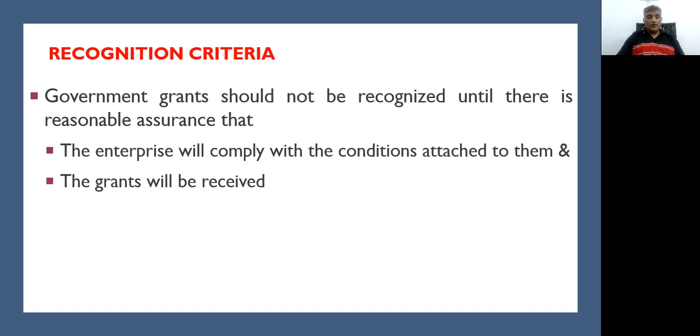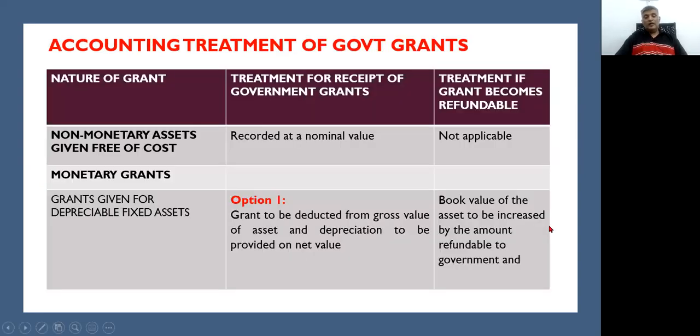So two things are important. You should have a reasonable assurance that the enterprise will comply with the conditions which are attached to the government grants, and then the grant should be received. You should have some assurance that the government will give you the grant. So if these two conditions are satisfied, then you can recognize the government grant. Okay.